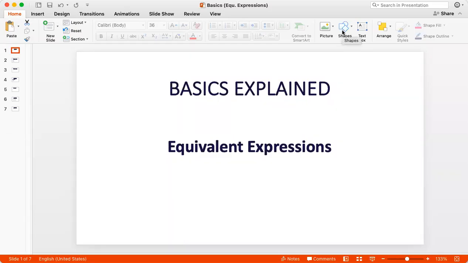In our continuing series Basics Explained, we take up topics that you're likely to see on the SAT and ACT and go through the basic concepts of those topics. Today, we'll discuss equivalent expressions, an important topic from SAT and ACT math.